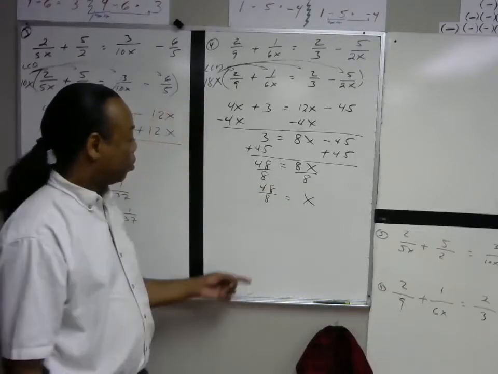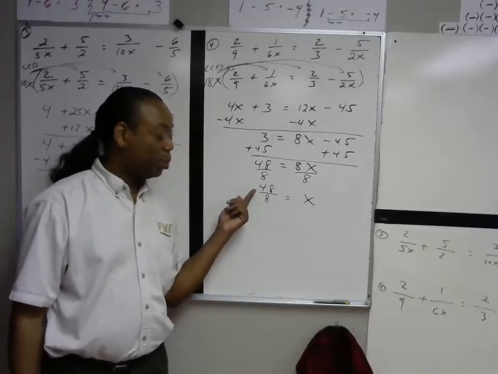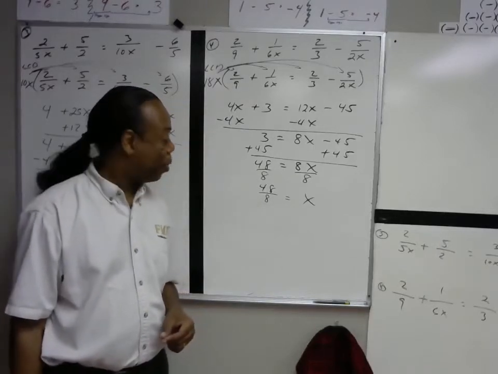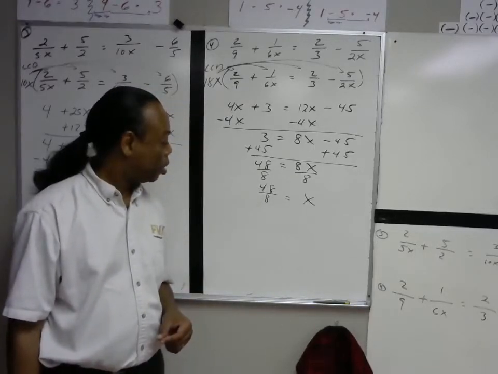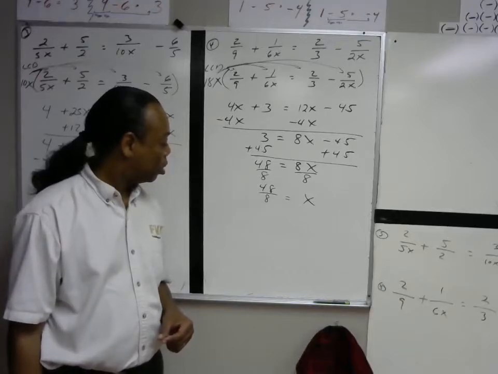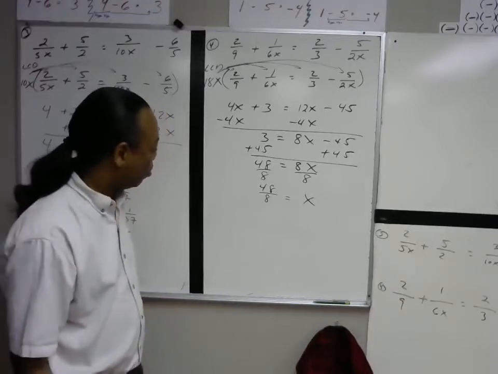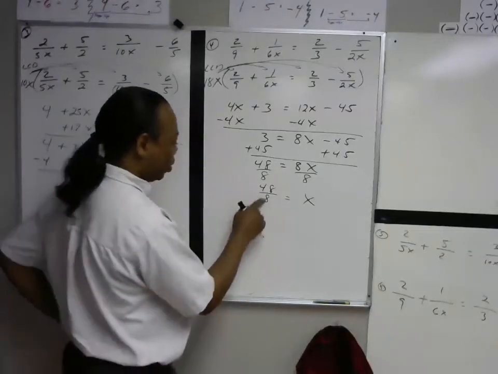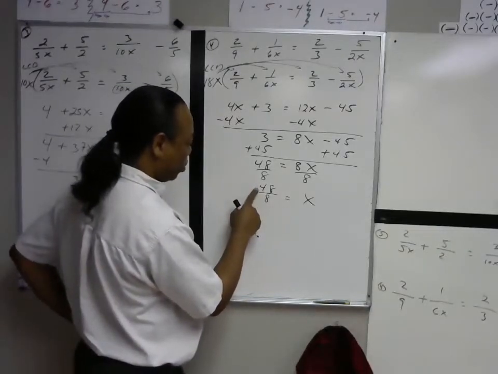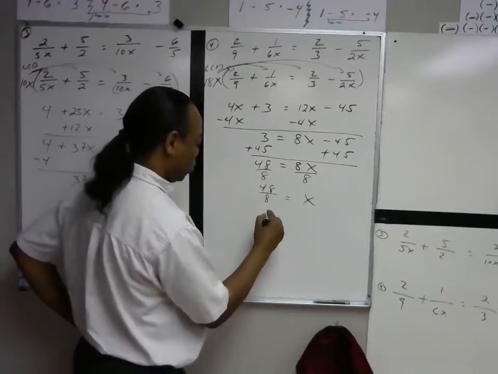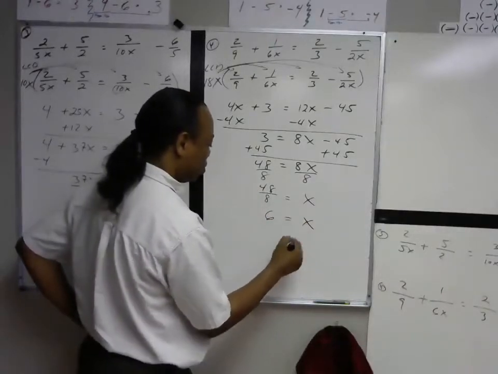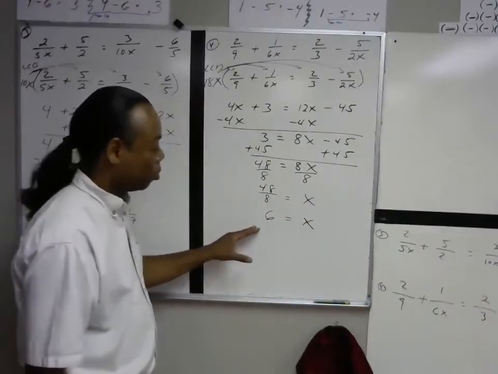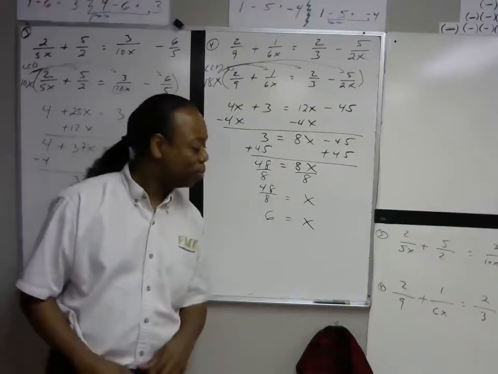Now, I can simplify this by dividing these both by 8. Yeah, 8 goes evenly into 48 6 times. 6 equals x. So this came out nicely. It simplifies very well.